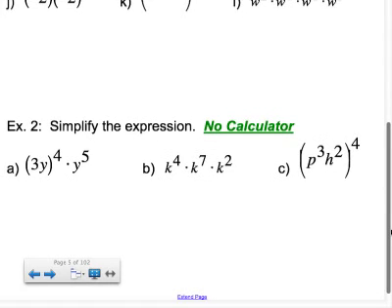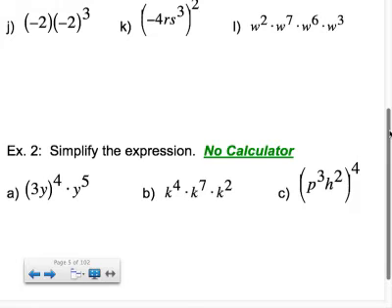In part J, scroll back up here, part J. So again, exponents first, right? PEMDAS, order of operations, do inside the parentheses first. Well, clearly there's nothing I can do here. It's a -2 and a -2. I can't do anything. So the second thing I do is the exponent.